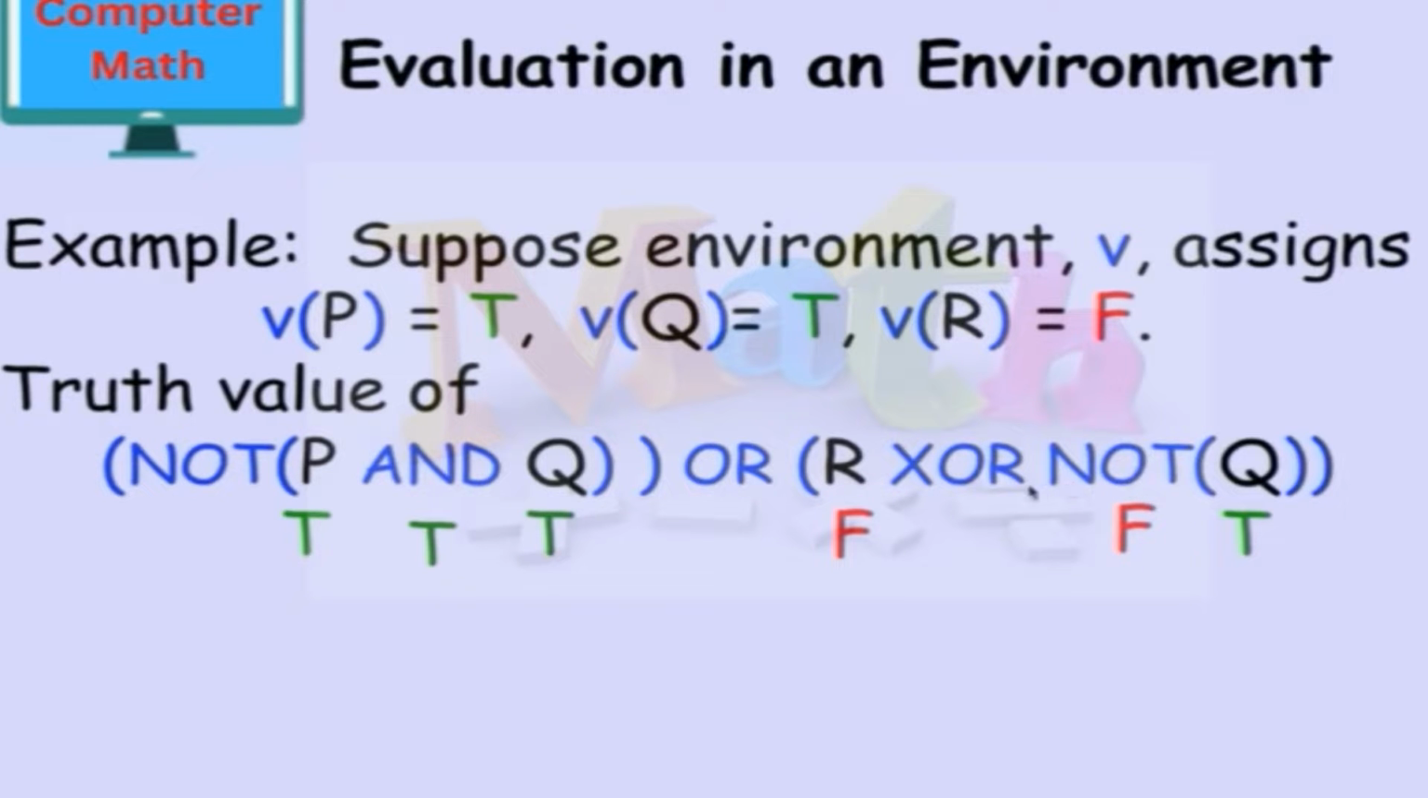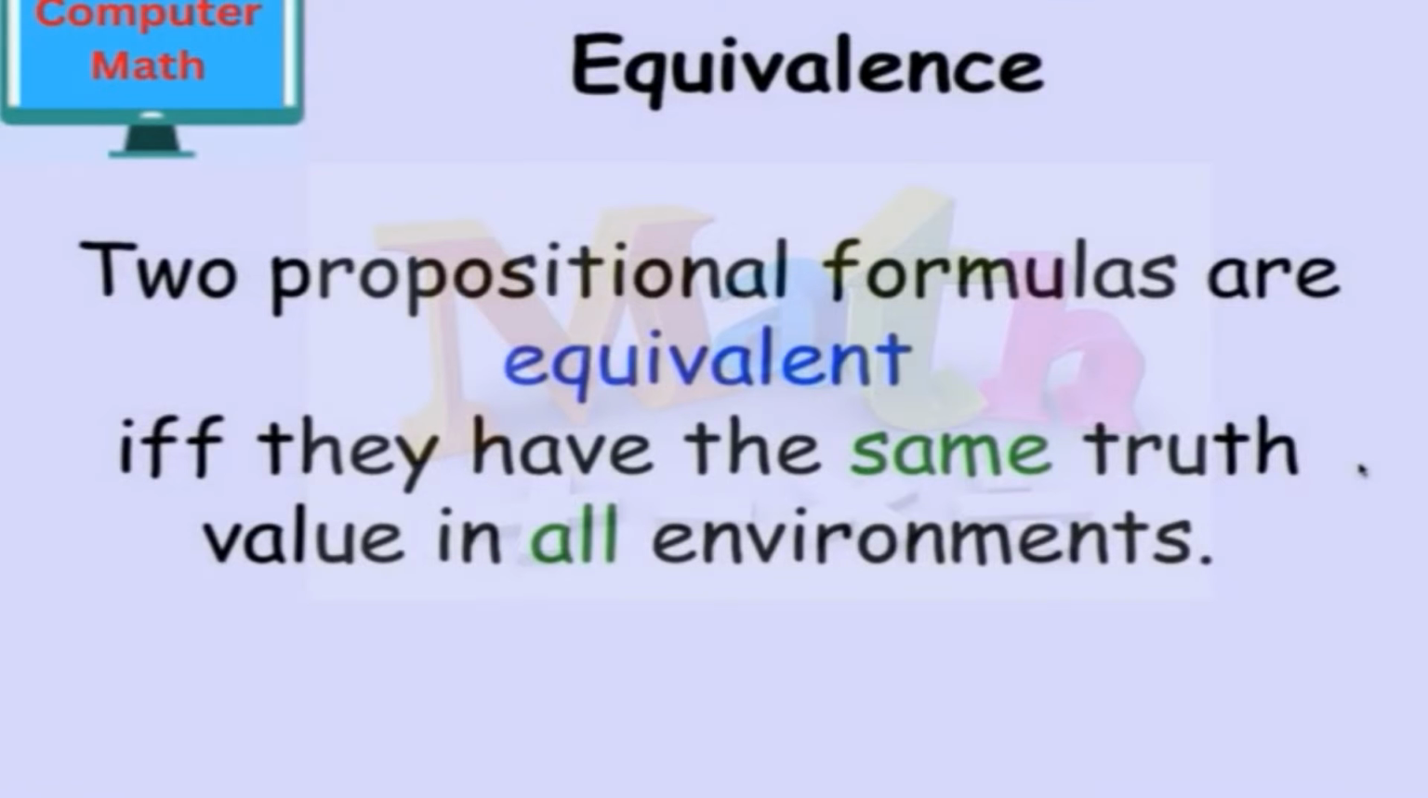Now let's see how I would use this particular environment to figure out the value of this composite formula whose atomic parts are P and Q and R and Q again. Let's take a look at how we would go about figuring out the value of this whole formula given the values of P, Q, and R. It's pretty straightforward, but the methodical way to do it is sort of from inside out. Let's begin by attaching the truth values that were given to those particular variables.